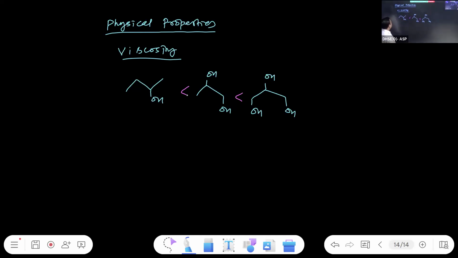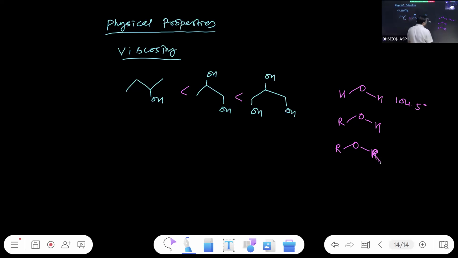Bond angle we will also see. We will compare the bond angle: the bulkier the alkyl group, the comparatively larger the bond angle. And these possess a larger bond angle as compared to water, because in water the HOH angle is 104.5 degrees. In ether the bond angle will be even larger, because ether has two alkyl groups present. Alcohol has only one alkyl group, and water has no alkyl group. So bulkiness is least in water, then alcohol, then ether. So this is the case.